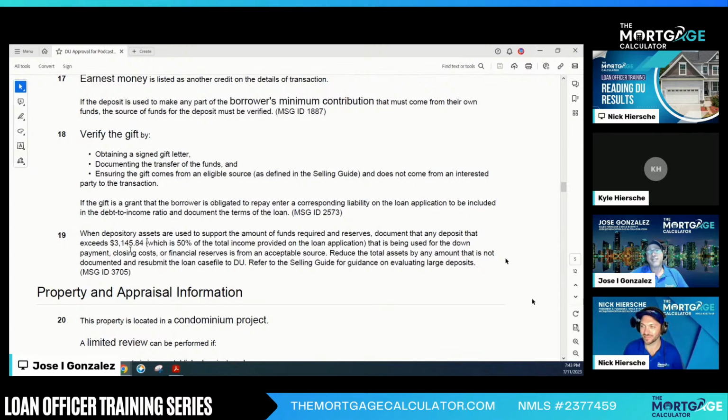So they'll let you slide on 500, 700, 900, but if it's 31.45 and 85 cents, you're one penny over. Document that deposit. That's similar, this is a little off topic, but in your bank statement loans, a lot of times that's what it's going to boil down to. When you're doing bank statement for income, they're usually going to refer to the guidelines because they're all different there, but they're going to refer to 50% of the monthly income as well. So in this case, this is that.